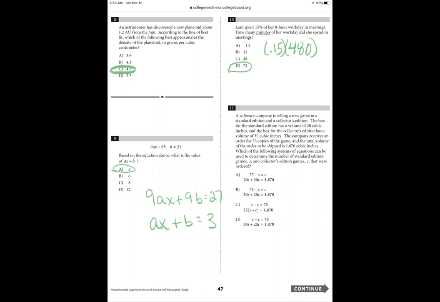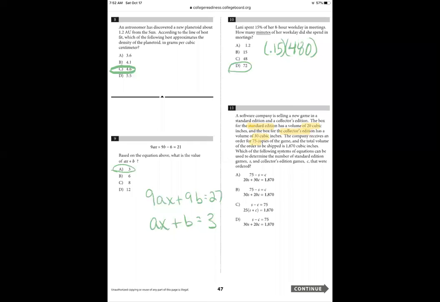And last one, we're asked to represent the situation with a system of equations. So in reading this, take the variables that they provide, S for the standard edition and C for the collector's edition, and the other key information. The standard collection has a volume of 20 cubic inches, whereas the collector's edition is 30 cubic inches. And the total order is for 75 copies of games.